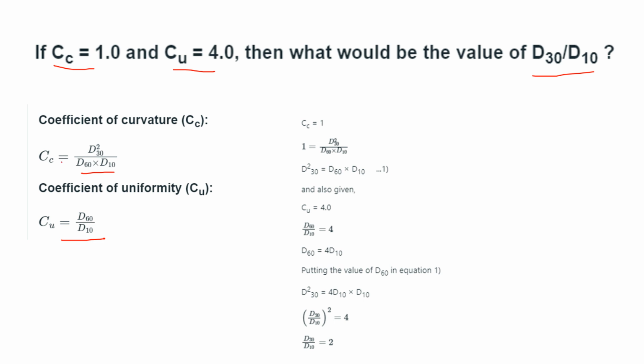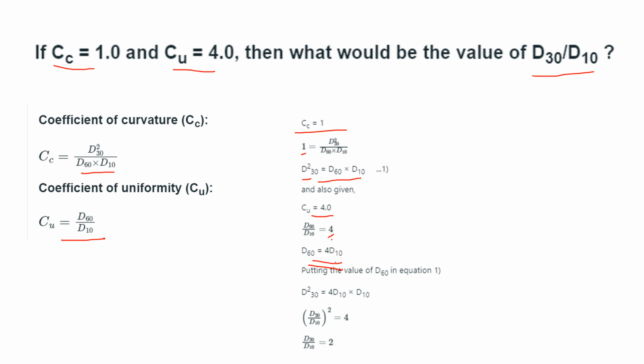Okay, they have put CC as 1. So CC substitute 1, which is going to be D30 square by D60 into D10. Now you equate. So D30 square is D60 into D10. You get an equation. Similarly, CU is 4, so D60 by D10 is equal to 4. So now you equate: D60 is 4 times D10.